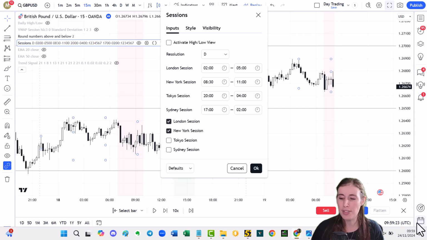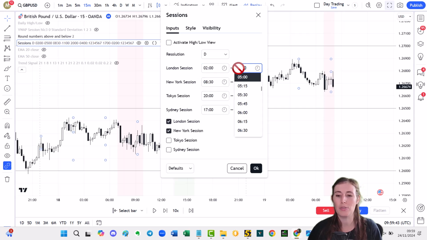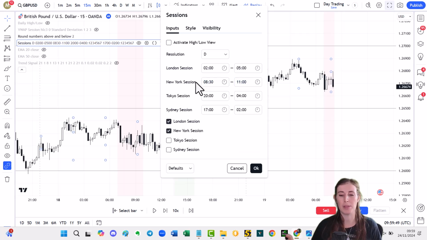So I have UTC on my time zone here. Some people may prefer to set this to the time they want. It's a personal choice. I prefer to convert. So I know that the London session is from 7 till 10, but this uses New York times. So I have to adjust this to New York times, which is 2 in the morning till 5 in the morning. And then the New York session itself here is 8:30 until 11. This would be for the New York session equivalent of 1:30 GMT here in the UK.